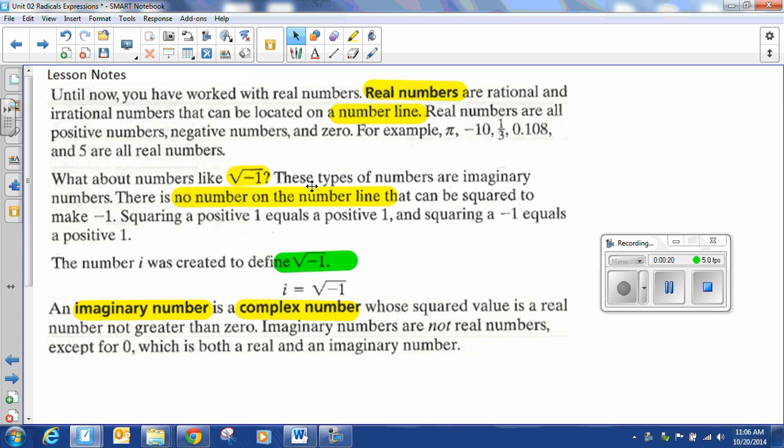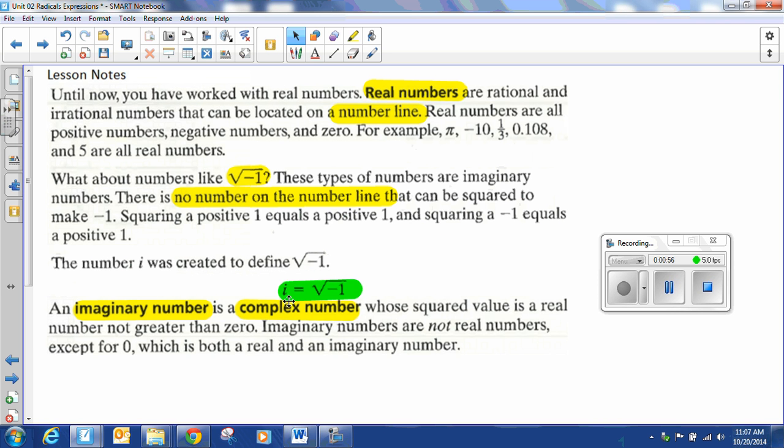Since we've been talking about radicals, think to yourself, what is radical 25? Well, the answer is 5, because the number times itself that equals 25 is 5. What is radical -1? In other words, what number times itself is -1? The answer is there is no number times itself that equals -1. And that's why the number i was created to define radical -1. It's imaginary. It's impossible, so we say it's an imaginary number.